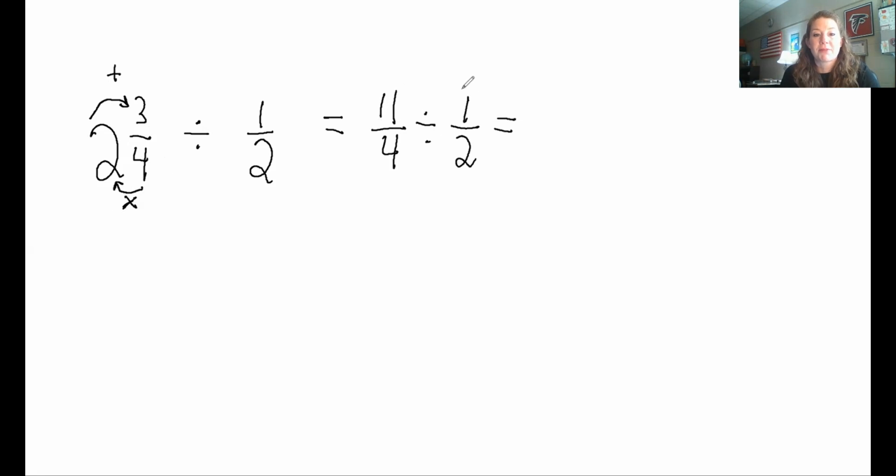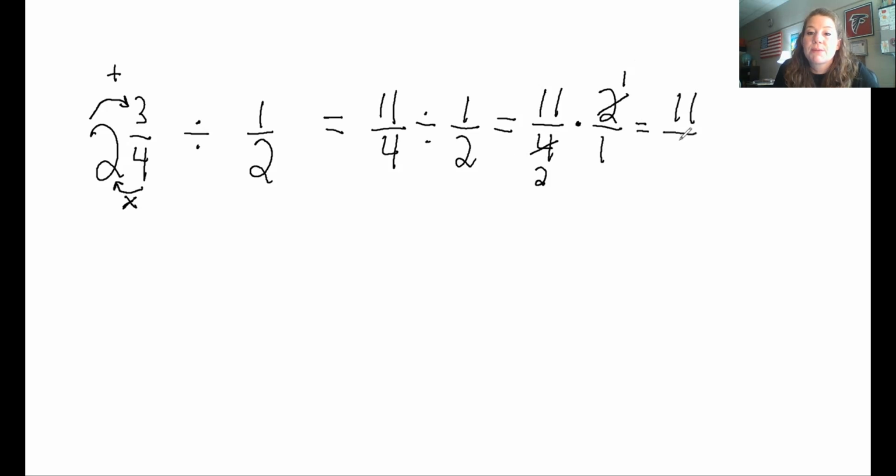Now that it's an improper fraction, it's no longer a mixed number, we're going to keep it, change it, and then flip it. All right, if we simplify this way, we can divide 2 and 4 by 2. 2 divided by 2 is 1, 4 divided by 2 is 2. Now we multiply straight across. 11 times 1 is 11, and 2 times 1 is 2. Whoop, we can't leave our answer as an improper fraction.